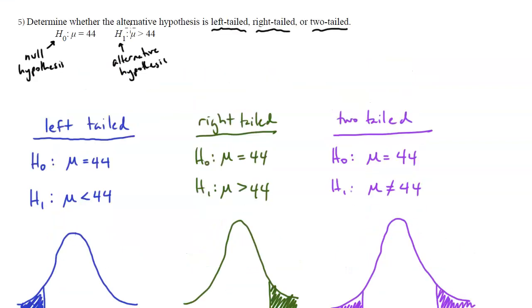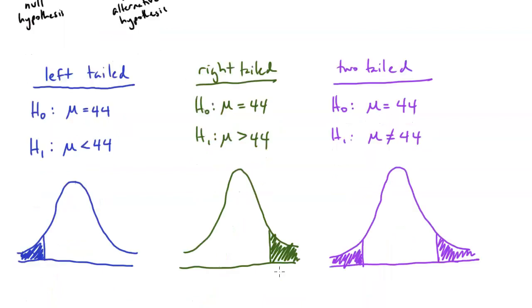So in this case, we have the alternative hypothesis is the population mean is greater than 44. That's right-tailed every day. Right-tailed.